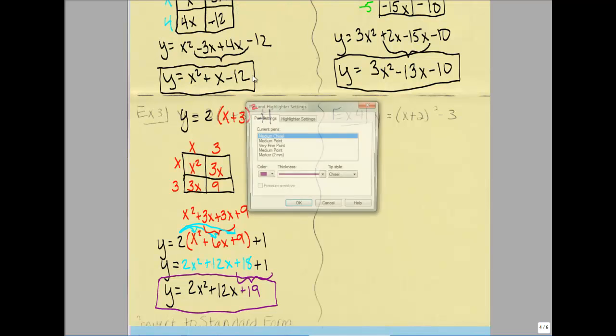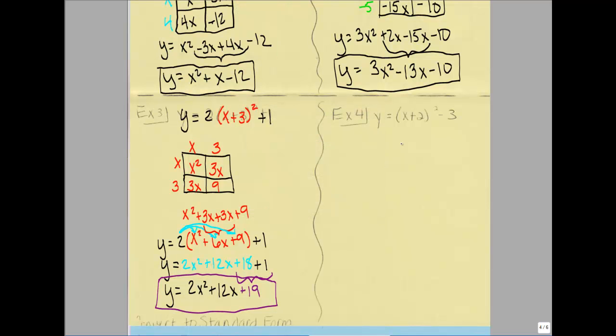So we're going to do the very same thing for the next problem. We have our box. And we're going to multiply out this part in parentheses. So x plus 2 on top and x plus 2 on the left. x times x is x squared. x times 2 is 2x. x times 2 is 2x. And 2 times 2 is 4. And then we just add it all together. x squared plus 2x plus 2x plus 4.